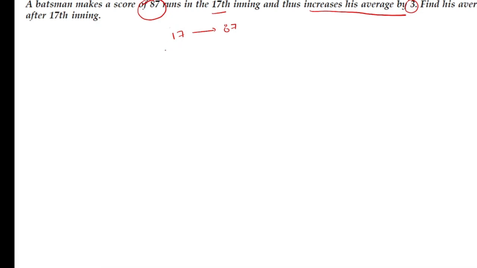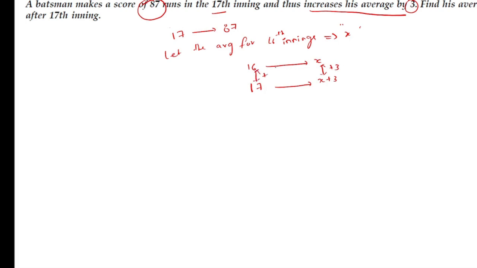Let the average for 16 innings be X. So for 16 innings, his average is X, and for the 17th innings, his average is increased by 3. So X plus 3. Since it is increased by 3, and this one has increased by 1, same: 16 into 3 plus 1 into X plus 3. That is X plus 3.